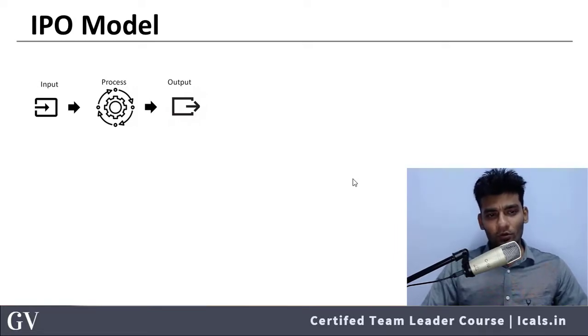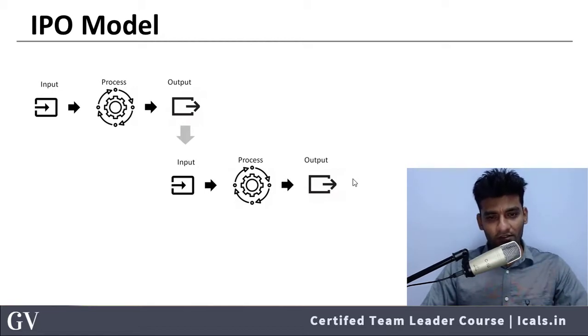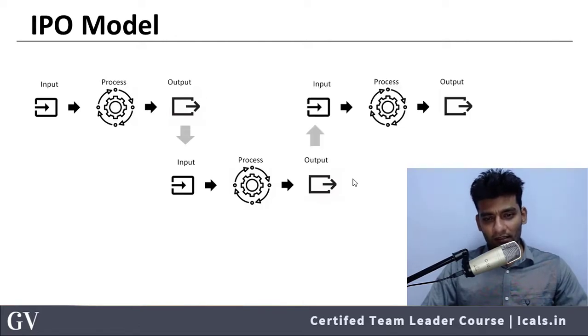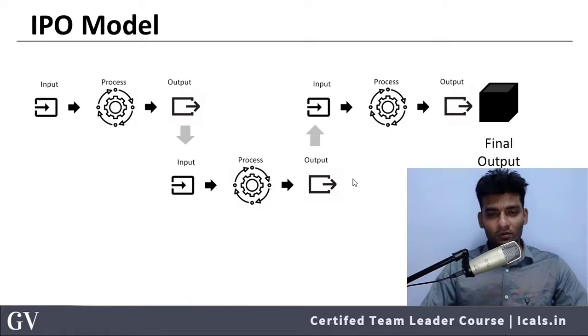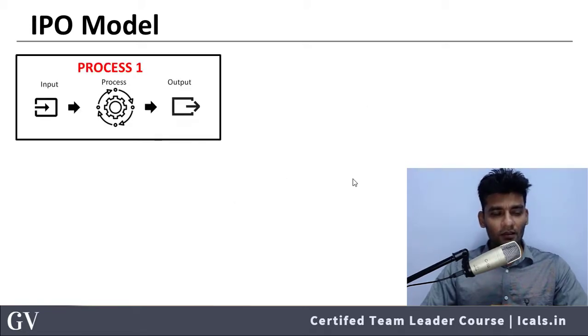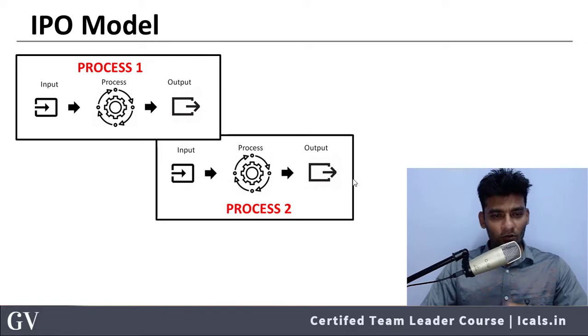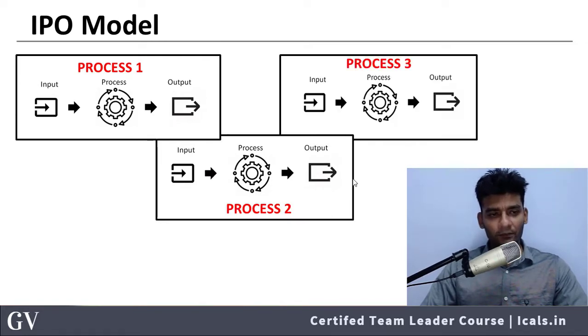So as I already said, for every process you need an input and it's going to give you an output, and that output becomes an input for another process. So look at this first process, it has an output and that becomes an input, and then again this output becomes an input for another process. When this sequence gets over, you get a final output. Process 1, process 2 and process 3. So process 1's output becomes an input for process 2. Process 2's output becomes an input for process 3, and the process 3's output becomes a final output.